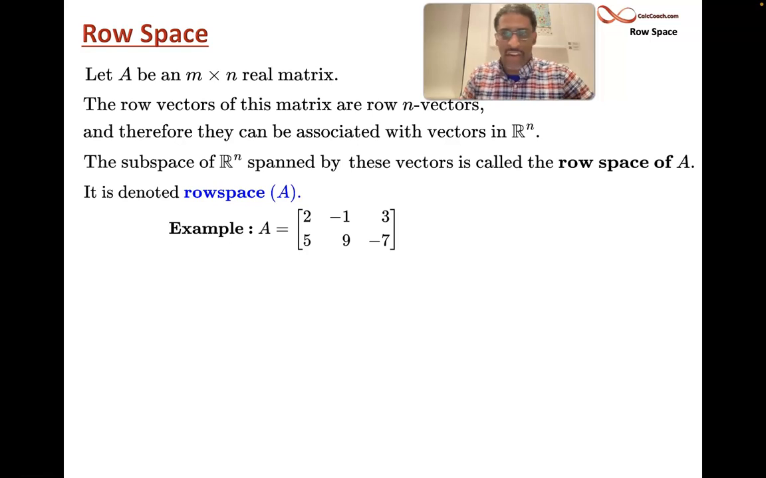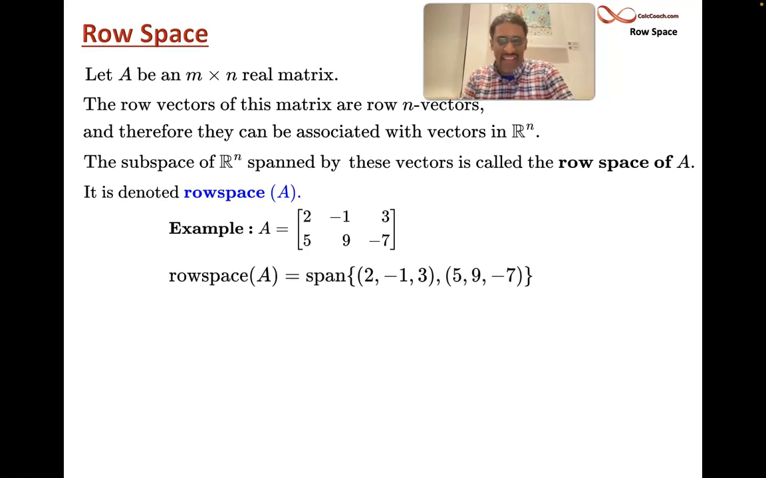So just take a generic matrix. In this case, we're 2 by 3, and we have two rows. We have the row 2, negative 1, 3, and the row 5, 9, negative 7. The span of that is your row space. But the question we'll be interested in is what's a basis for the row space? And you can't just take the rows that you have and call it their basis.